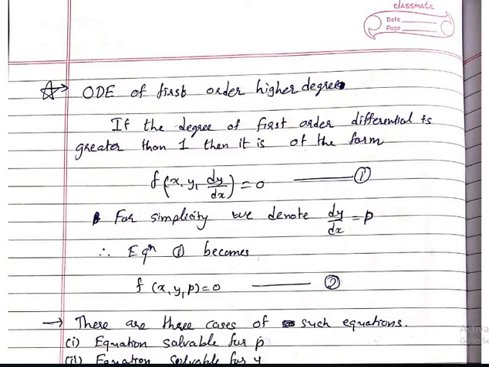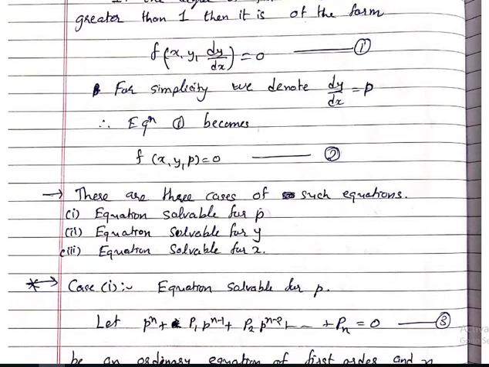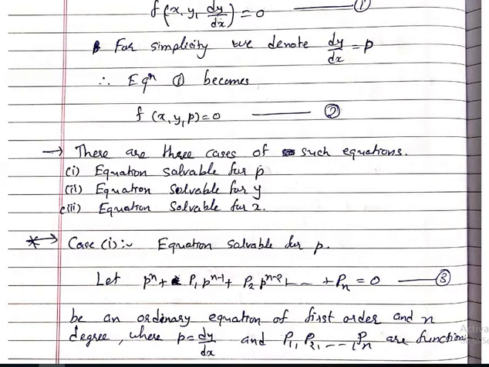Today we are going to start with a first order higher degree differential equation. Now, if your equation is first order but the degree of dy by dx is greater than 1, then it is of the form f of x, y, dy by dx is equal to 0. For simplicity, we are going to write dy by dx is equal to small p. So equation 1 will be of the form f of x, y, p is equal to 0.